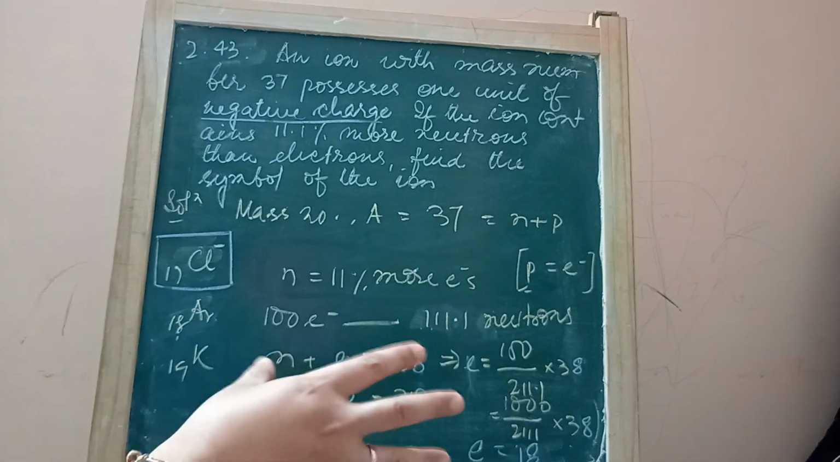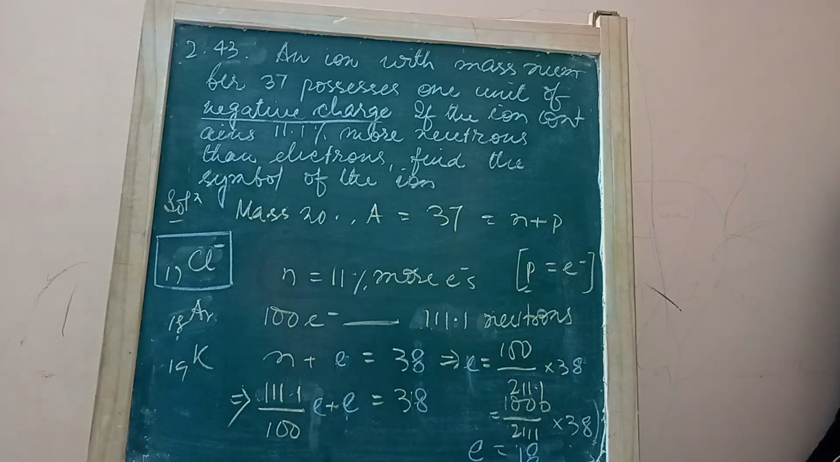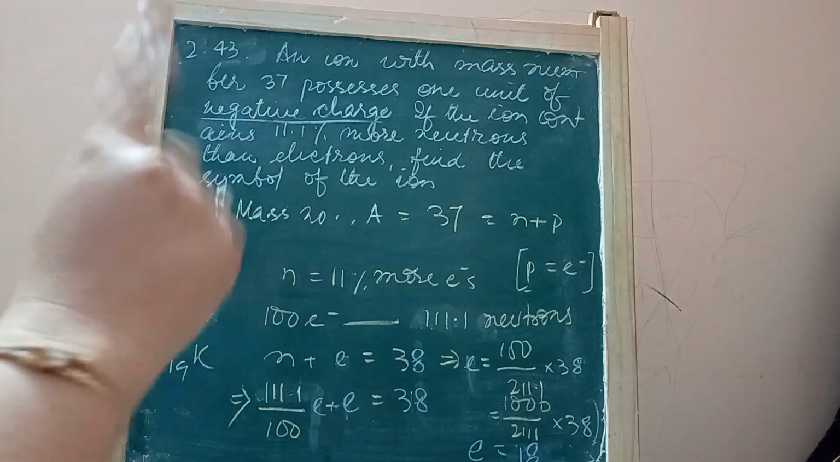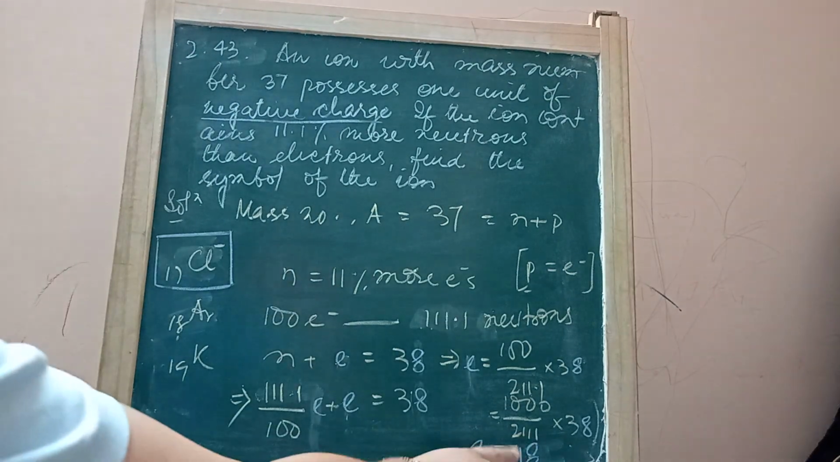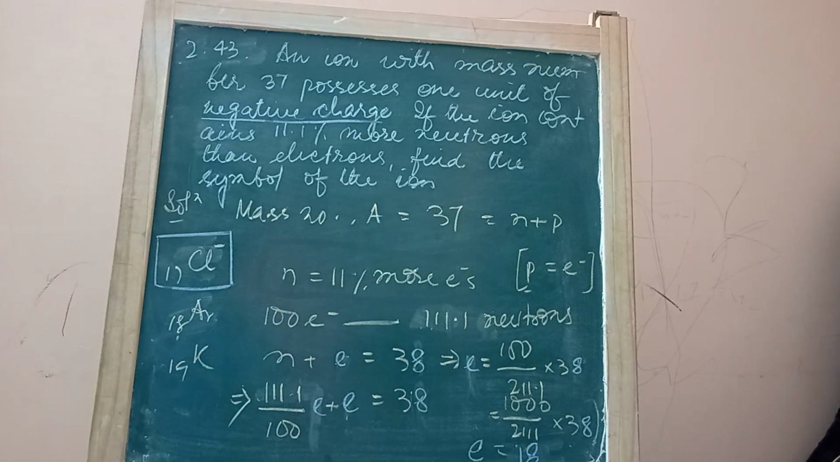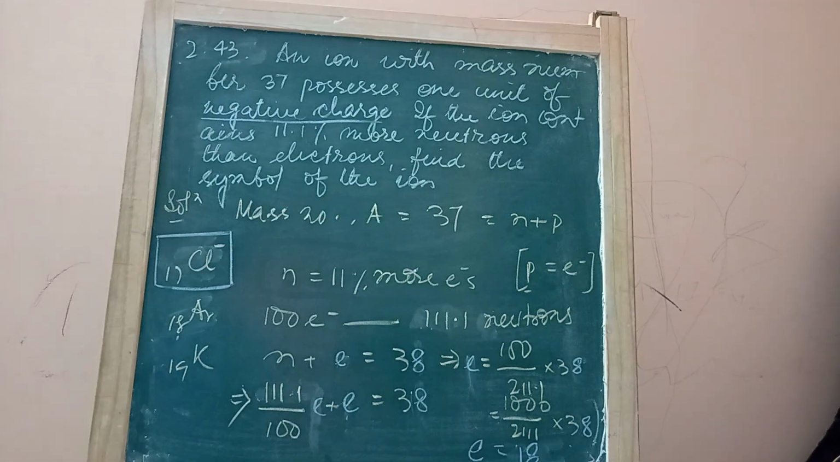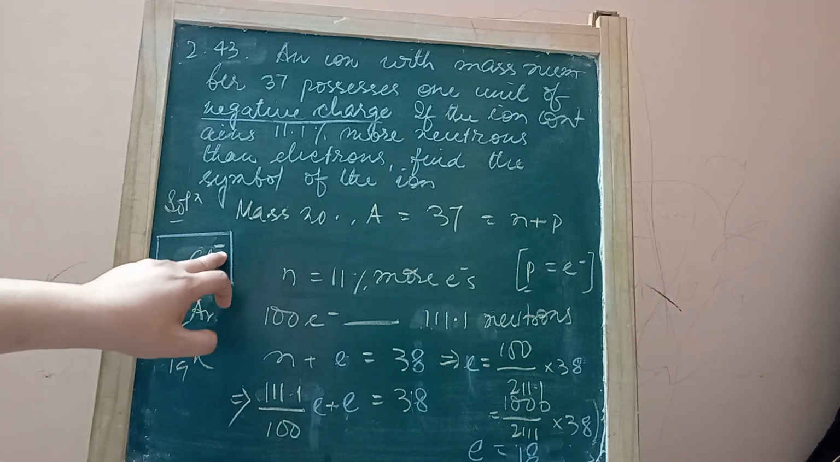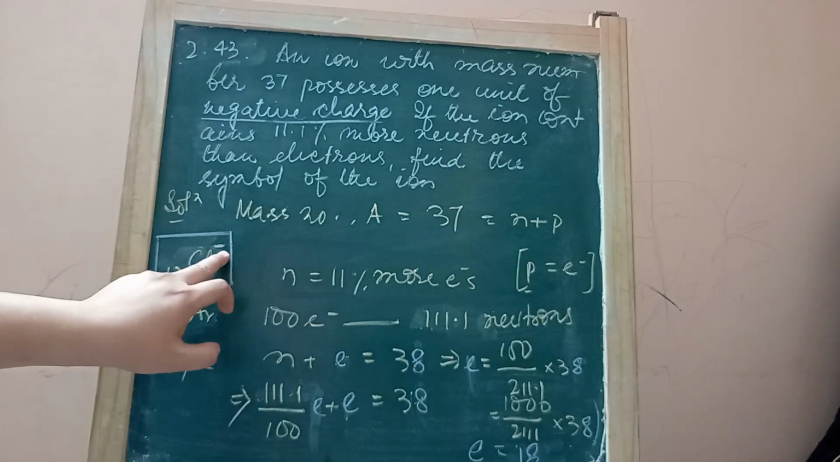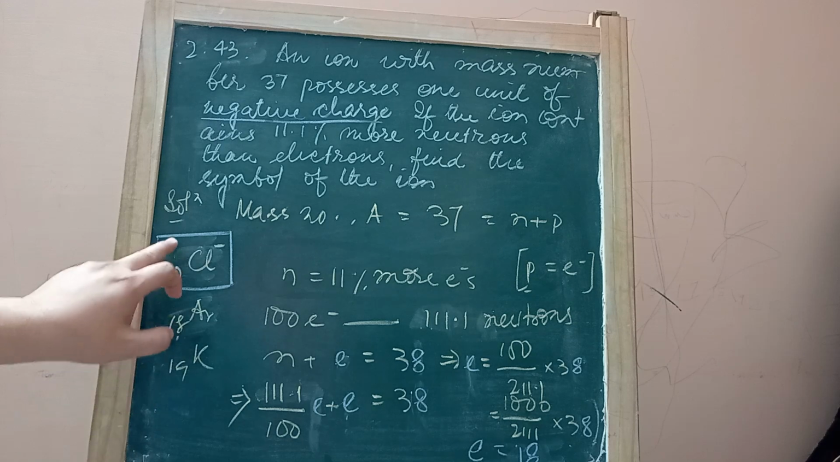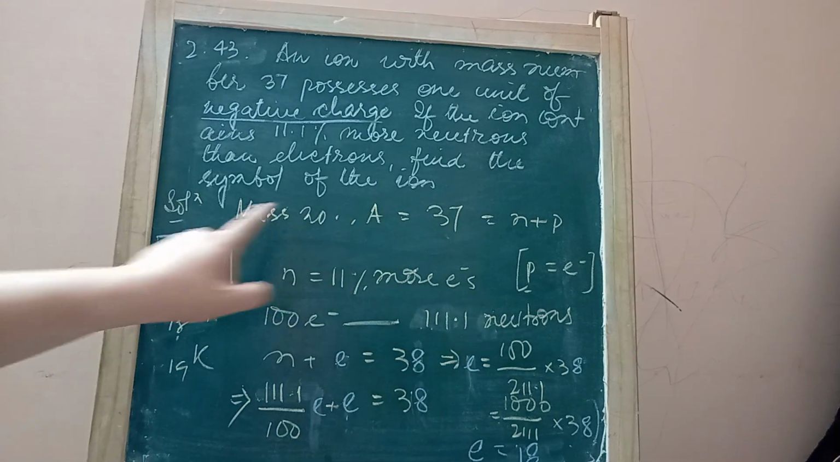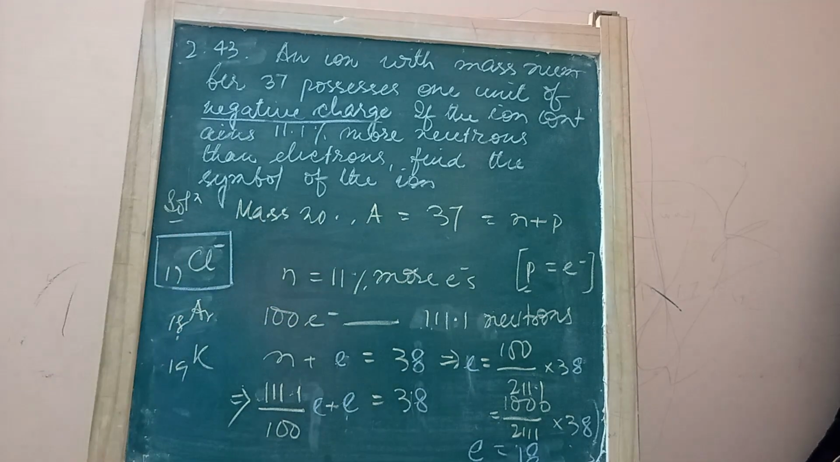But this is the number of electrons in the charged species, in the ion, right? So the actual number of protons will be how much? It will be 1 less than this. So the number of protons will be 17. If the number of protons is 17, that means it is chlorine. So it is a chloride ion, having 1 unit of negative charge. Atomic number will be 17 and mass number will be 37. You can write the mass number here. I hope you understood.